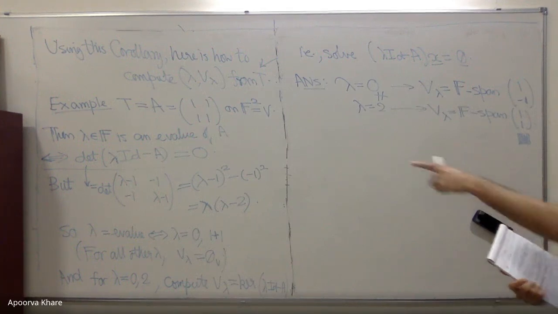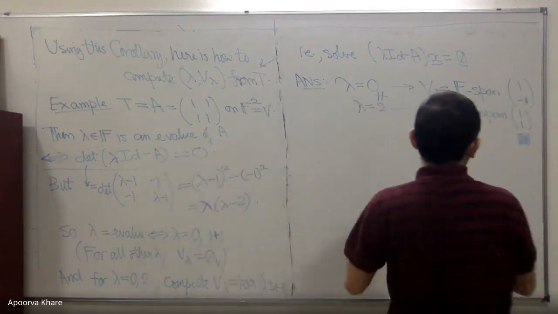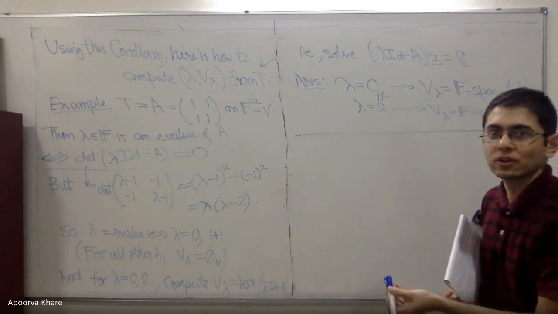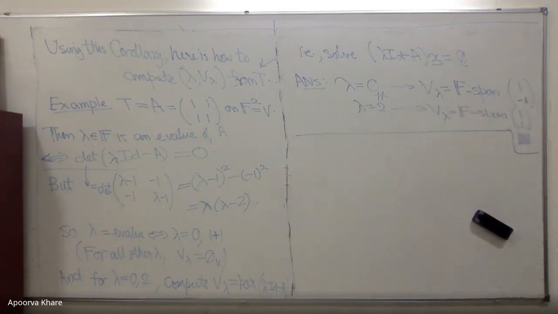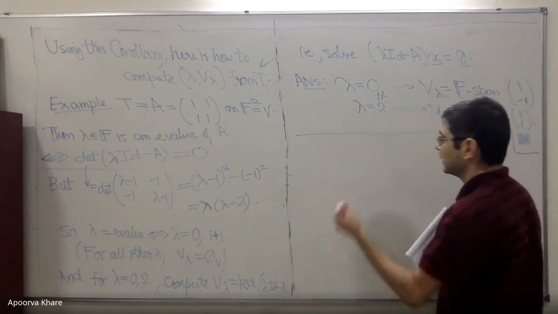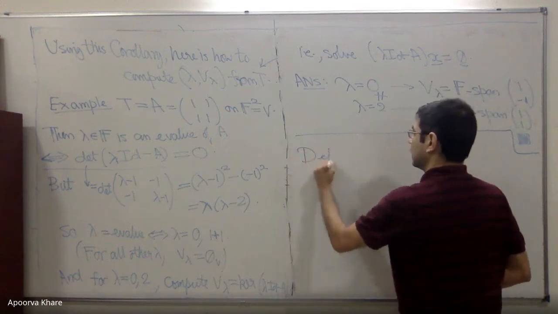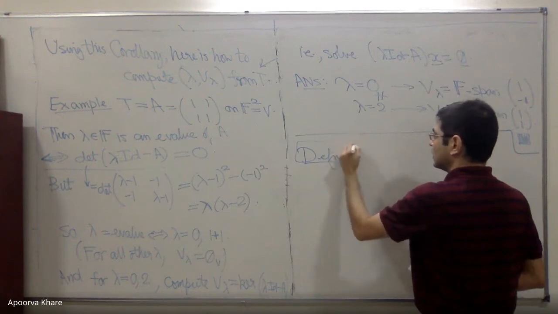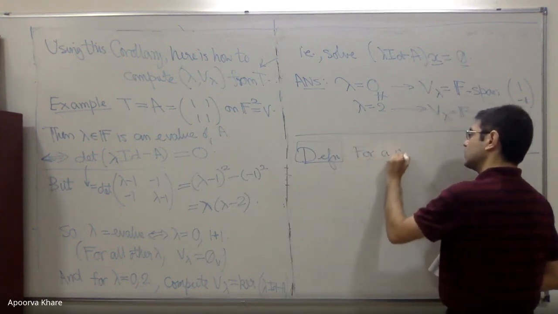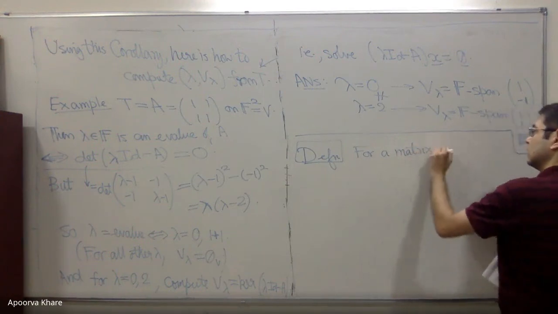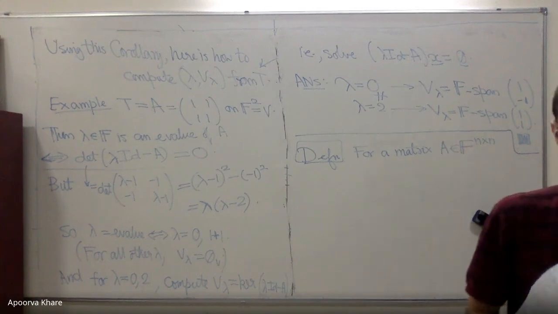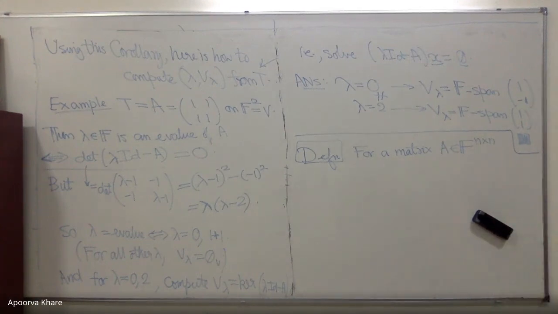So let me start now by giving this polynomial a name. This polynomial will show up several times now. Of course, it is central to doing eigenvalues, but it also shows up in something called the Cayley-Hamilton theorem. Okay, so definition. For a matrix A in F to the n cross n. I can do the same for a linear transformation as well; maybe I'll do it later.